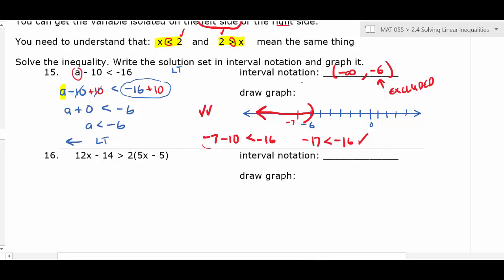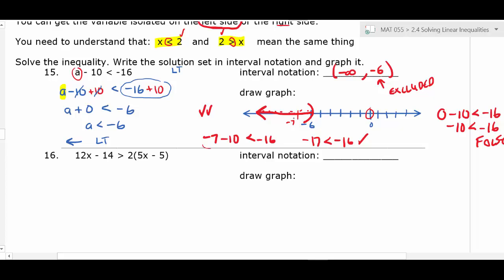In fact, every number on this interval right here, there's an infinite number of numbers, if you plugged them in, they would all work. Okay? But if you picked something over here, it wouldn't work. For instance, say you plug in 0. Put 0 in for a. So if you had 0 minus 10 less than negative 16, you'd have negative 10 less than negative 16. That's a lie. That's false. Negative 16 is a smaller number than negative 10, so it doesn't work.